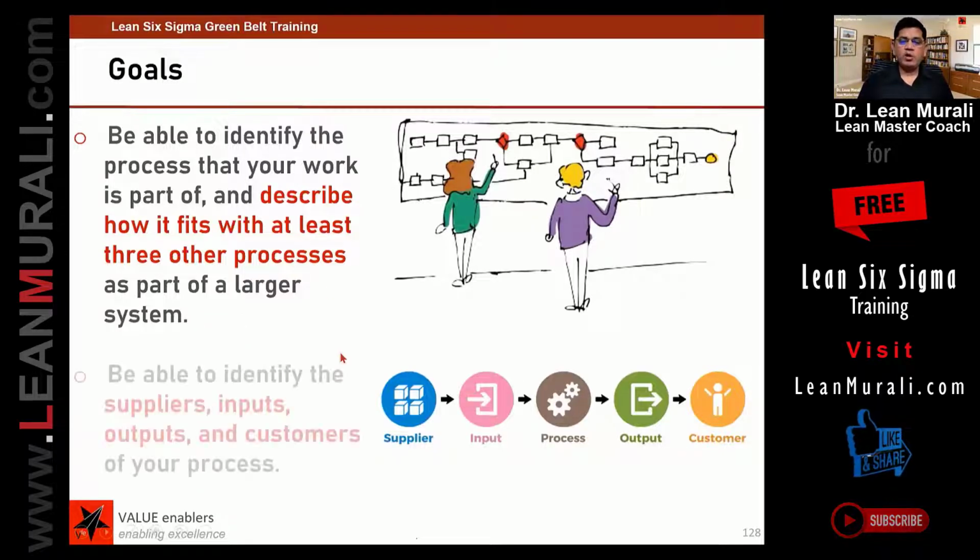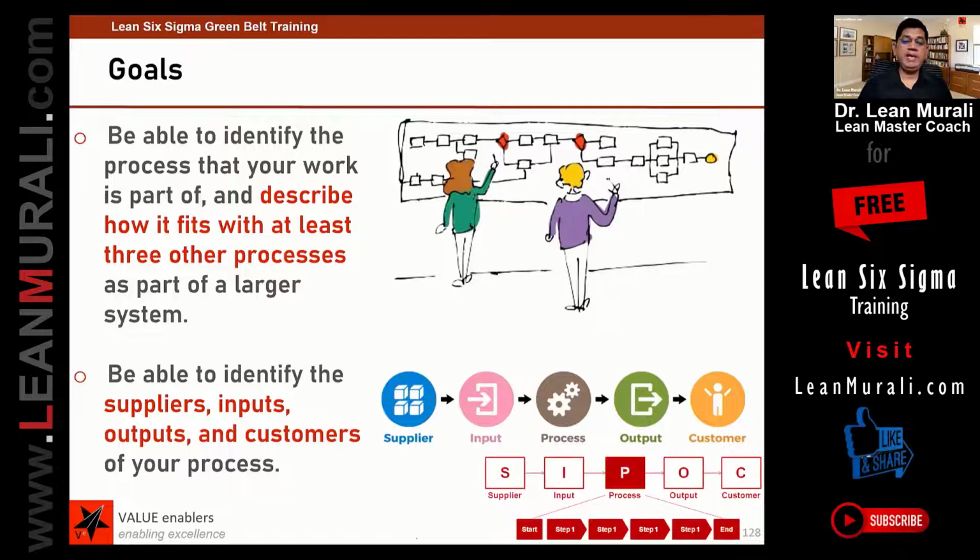Then we will also explain the SIPOC. Be able to identify who the suppliers are, and for the process, what the inputs are. You should start from the process actually. And there are various schools of thought. Let me explain this first, and then I'll explain 2 different schools of thought.